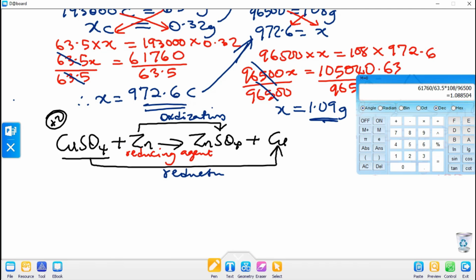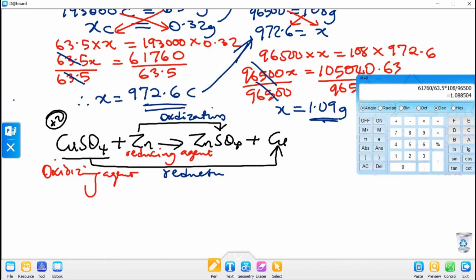Copper sulfate, on the other hand, has led to the oxidation of zinc from ordinary zinc metal to zinc sulfate. So what it simply means is that this compound must be the oxidizing agent. Oxidizing agent. So you can see that it is the oxidizing agent. So copper sulfate is the oxidizing agent, while zinc metal is the reducing agent.